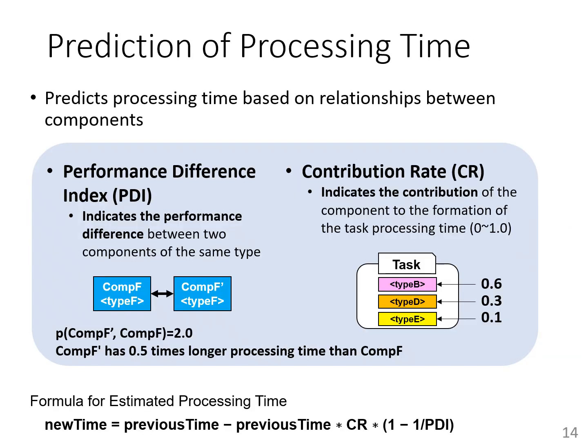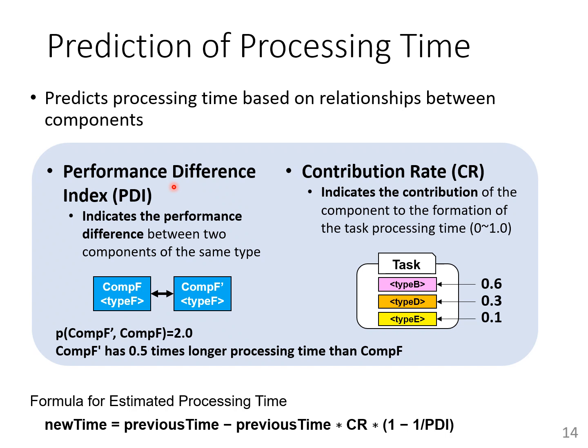To evaluate the effect of changing a processing method, that is, to predict the processing time, we introduce two metrics. The first one is the performance difference index, PDI. This metric tells us how much faster or slower a task becomes after switching its processing method. A higher PDI value indicates better performance.